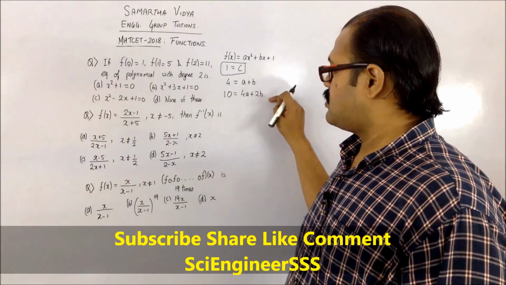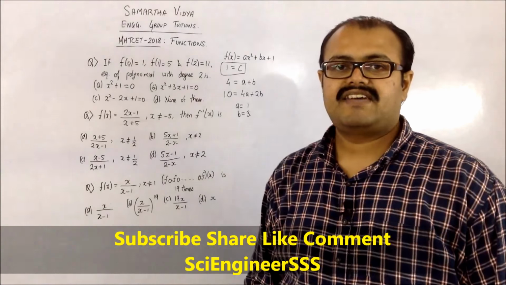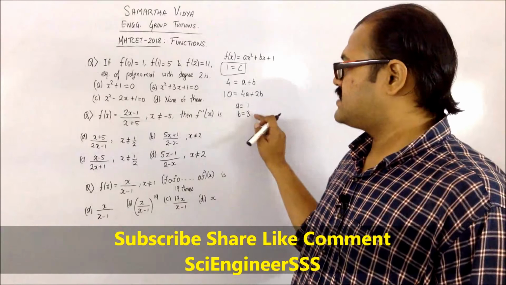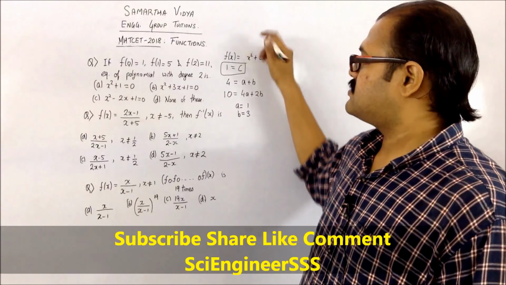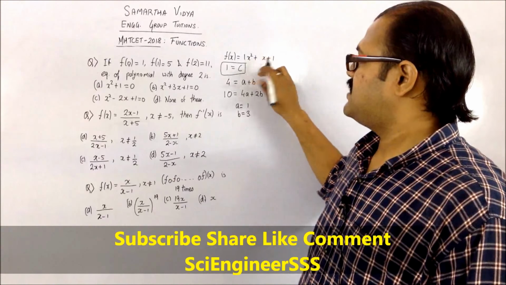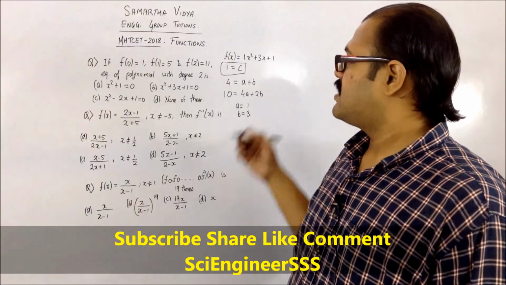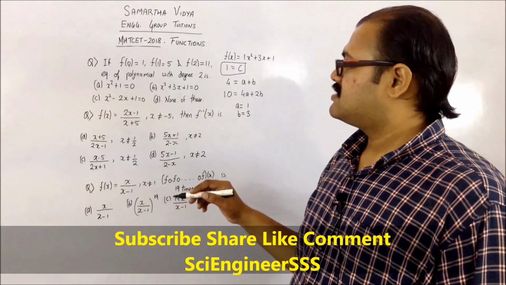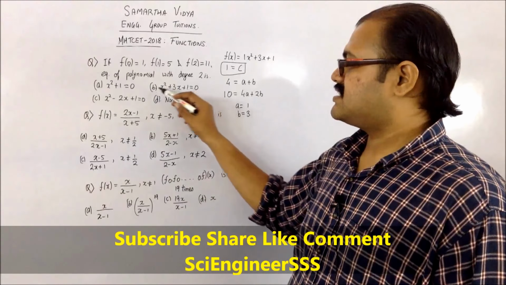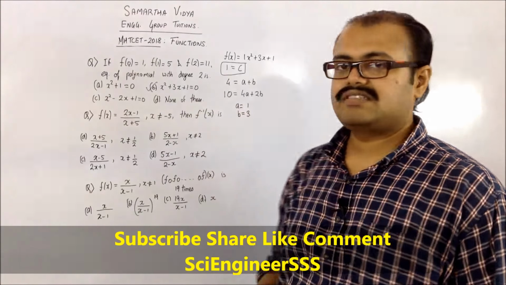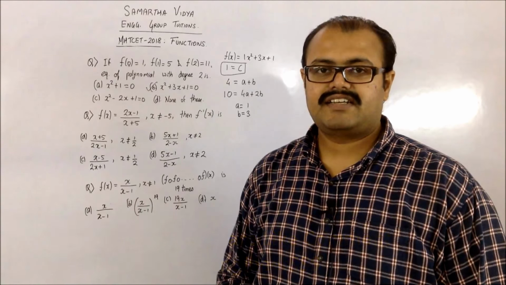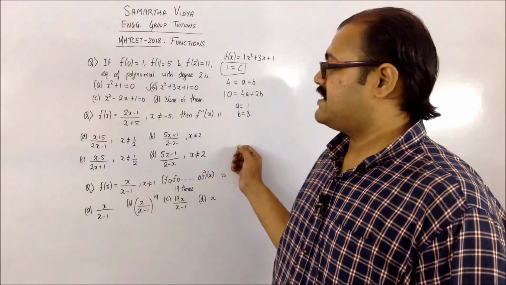Solving these simultaneously, you get the values of a and b as 1 and 3. So substituting, a is 1, b is 3. So you get x square plus 3x plus 1, which is the equation of the polynomial. There's one more way to find the equation, which is basically the trial and error method.